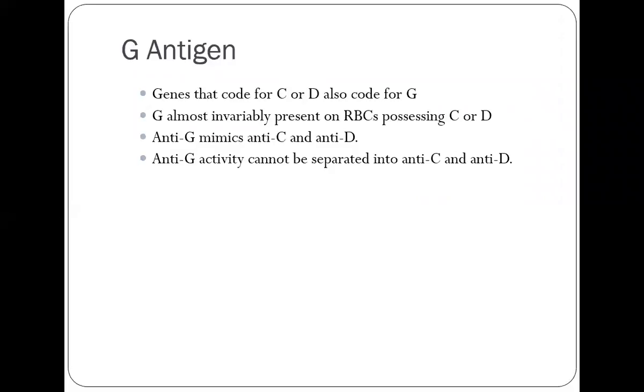But generally, it's important for us to recognize whether it's an anti-G antibody or an anti-C or anti-D antibody, usually in cases like hemolytic disease of the newborn. So again, the G antigen is expressed whenever there is a D or a C antigen. Only in cells that are negative for both D and C will you have a cell negative for the G antigen.